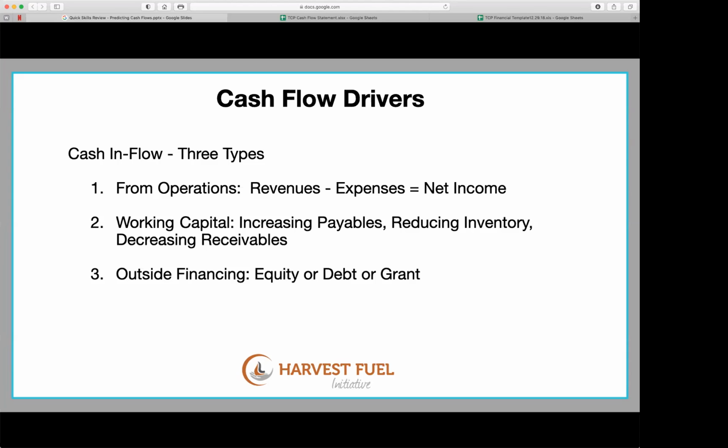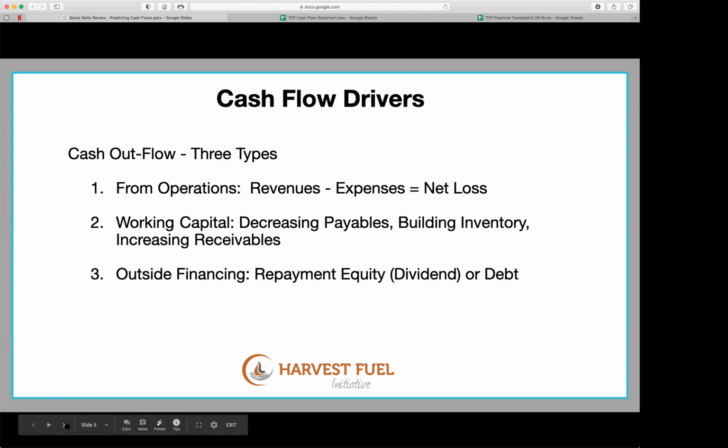And then obviously outside financing. I can raise equity, I can borrow debt, or I can apply for grants and possibly get grant funding. And those are all cash inflows. Well, what are cash outflows? What drives cash out of the business? Again, from operations, maybe we're not making any money. Revenue minus expenses is a net loss. So now I'm losing money, I'm losing cash on all my transactions.